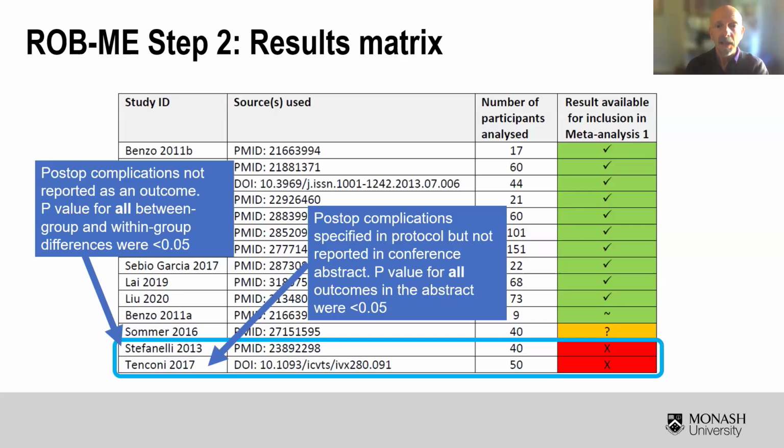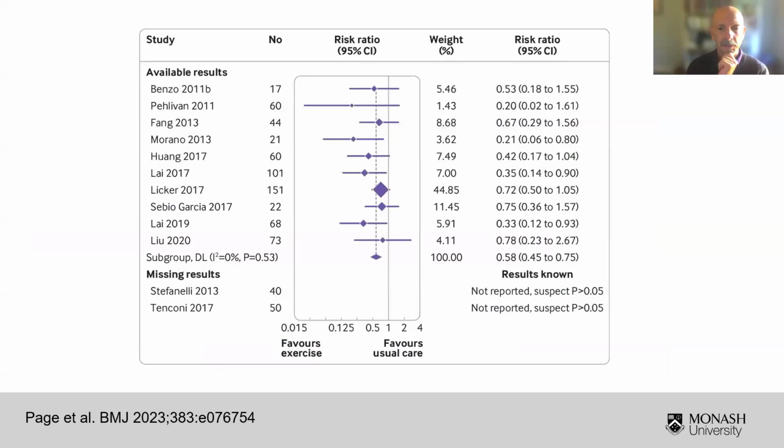And then the last one there was reported only in a conference abstract, but they do say in their protocol that they were measuring post-operative complications and don't report it in the abstract, whereas everything that is reported in the abstract, again, has a p-value smaller than 0.05. So that makes us more strongly suspicious that they're withholding that result because they didn't like it or it wasn't reaching statistical significance. So we've got 2 studies to be concerned about here.